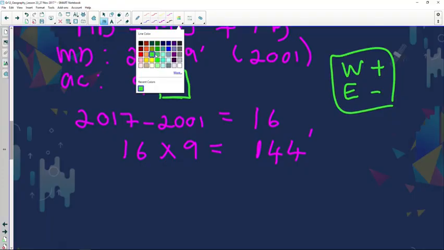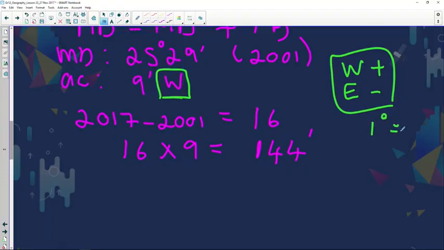Now, how many minutes are there in 1 degree? I'm just going to write it in a different color pen because I don't want you confused. 1 degree equals 60 minutes. So in this case, 2 degrees will equal 120 minutes. So do you agree with me? The 144 minutes equals 2 degrees and 24 minutes. And because it's moving west, what are we going to do now?